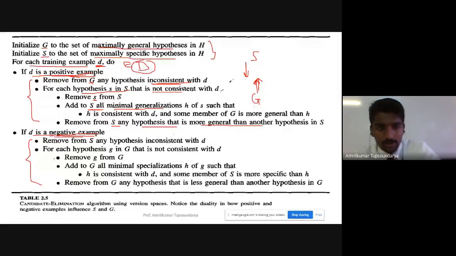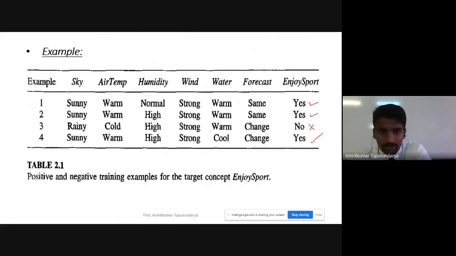So, yes, exactly. Let's say we encounter a negative example. So what are we going to remove? We are going to remove a hypothesis from S which is inconsistent with D, and then we are going to traverse towards more generality. To understand this, let us take the same example, the Enjoy Sport problem.